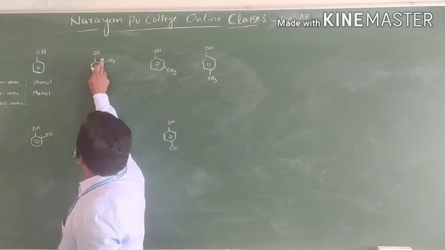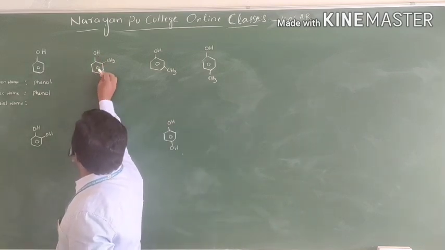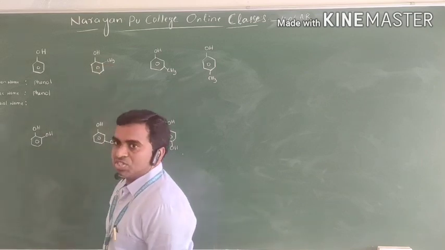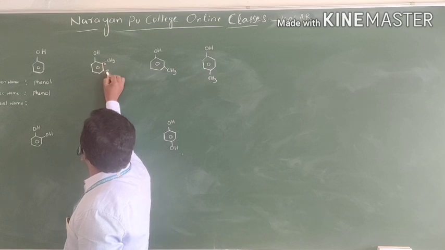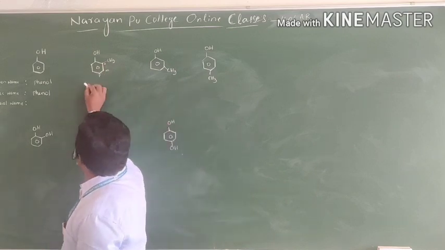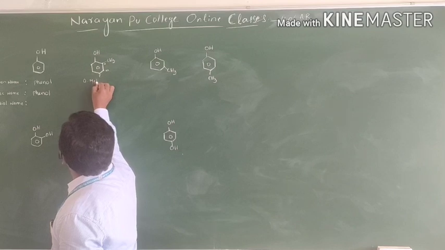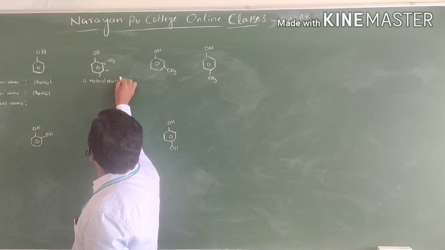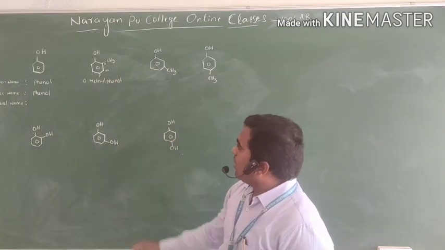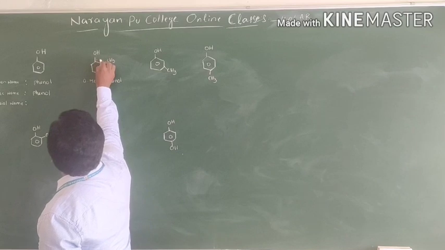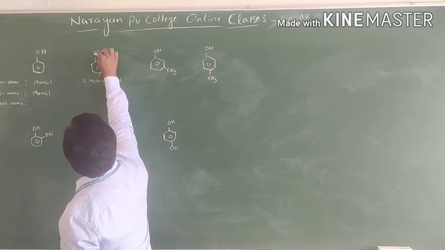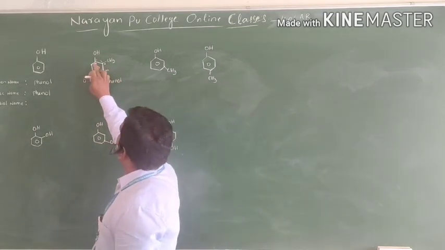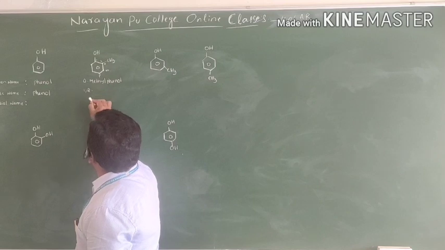Simple. Clear? Here, if I write the common name, what can I write? For the OH, this position is the ortho position, this is the meta position, this is the para position. What is the common name here? Orthomethyl phenol. Clear? What is the IUPAC name here? This is 1, this is 2. Phenol means OH is included, so that's why the carbon has to be given the number 1. So 1, 2.